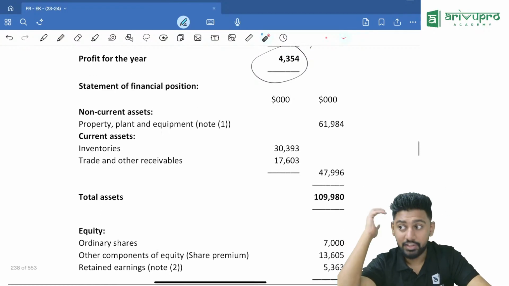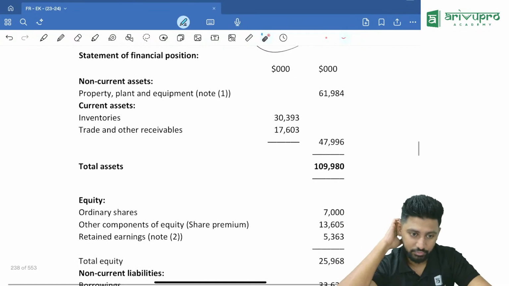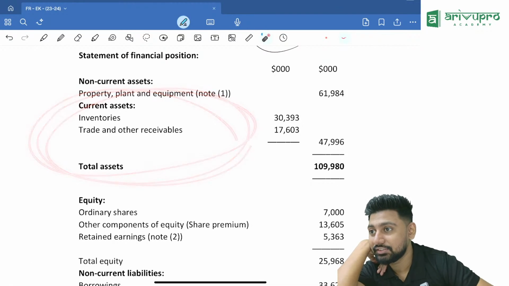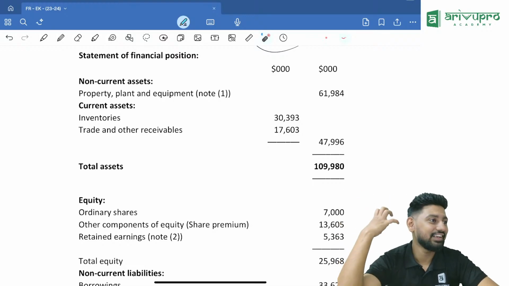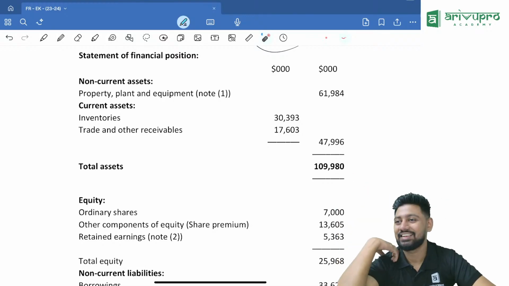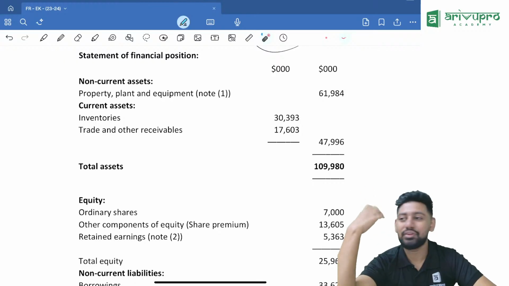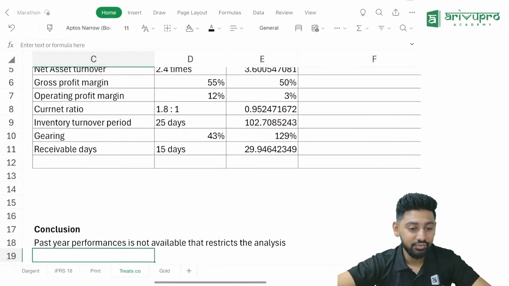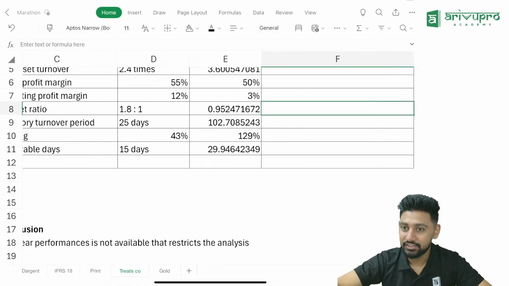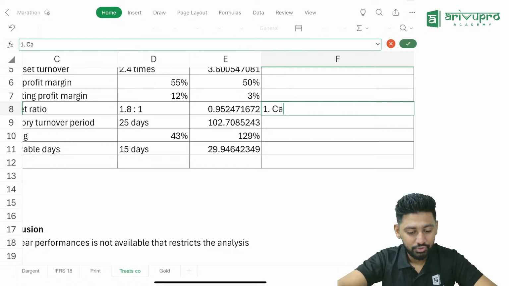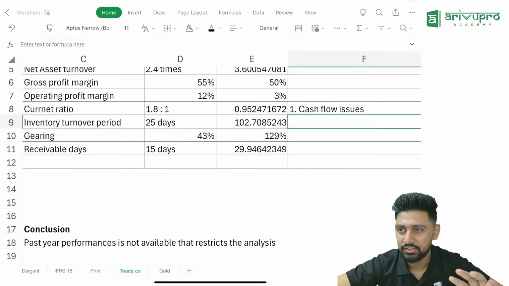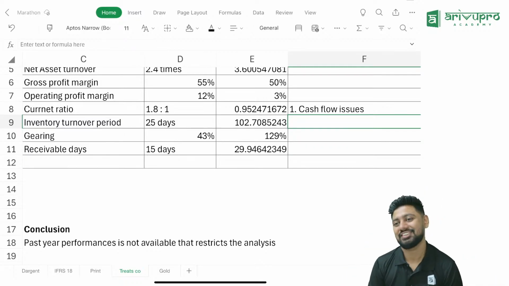Statement of financial position. Property, plant, and equipment, for which they've given a note, inventory, trade and other receivables. Now, something is missing here: cash is missing. The company doesn't have cash. That's a big problem in terms of working capital. I need to make sure I don't forget it. I have to plug it in somewhere, under the current ratio. So, cash flow issues. I'm just writing it as I read, so I can develop my points. Are we clear? Super.